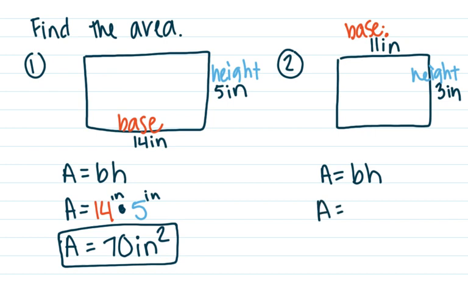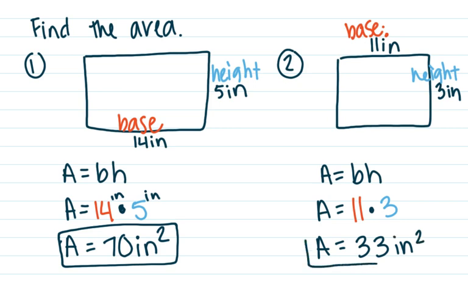For this problem, that means the area is going to equal 11, which is our base, times 3, which is our height. So area is 11 times 3, which is 33. Take a look at your units. It's inch times inch, so that's going to be inches to the second power, inches squared.